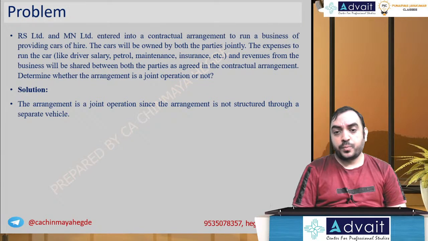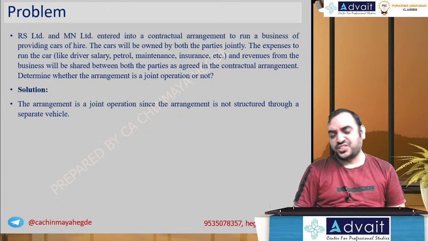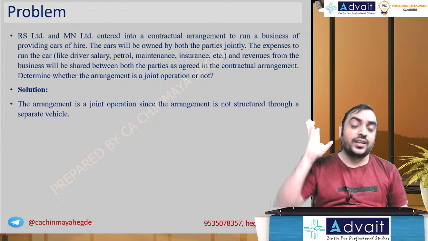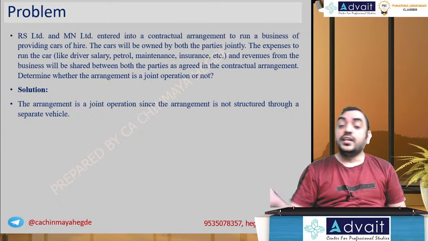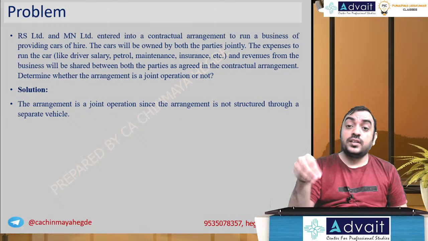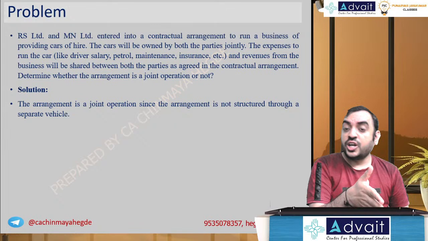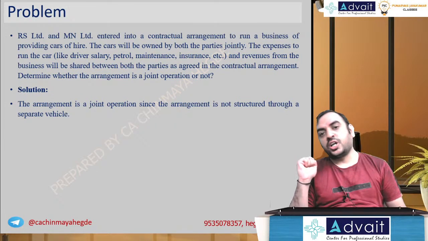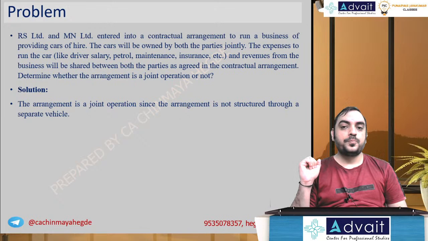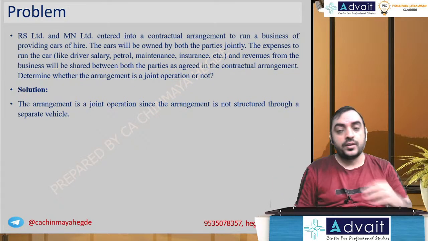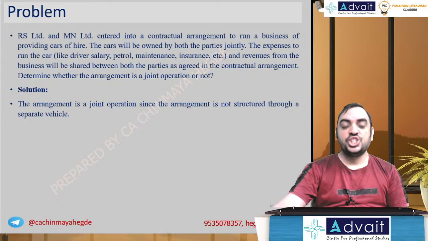Whether the arrangement is a joint operation or not, again a straightforward, simple answer: there is no separate entity, no separate vehicle. When a separate entity is not formed, straight away you can say joint operation. If the entity is formed, then you look at the substance over the form. In the sense, what is the purpose of the entity? You may come to a conclusion of joint operation, or you may come to a conclusion of joint venture. But when a separate vehicle is not there, a separate entity not being formed, straight away you can say it is a joint operation.